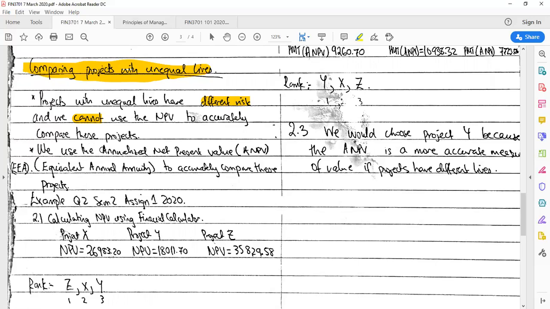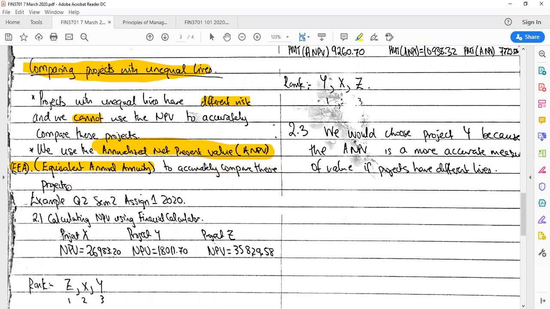So we use what we call the annualized net present value. We use the annualized net present value, and it's also known as the equivalent annual annuity. So if we want to compare between two different projects with different risks, we use the annualized net present value or what we call the equivalent annual annuity to accurately compare these projects, right?